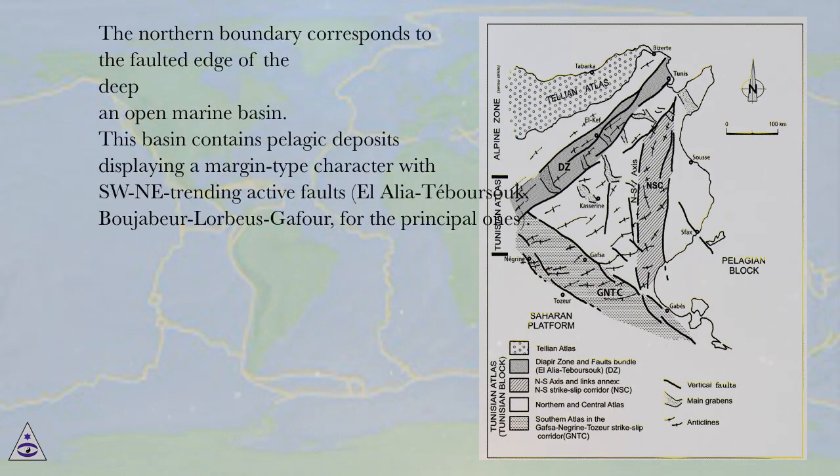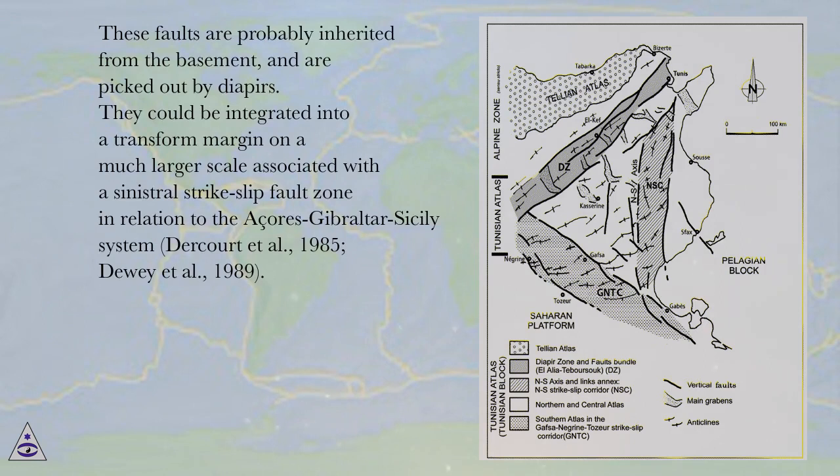The northern boundary corresponds to the faulted edge of the deep trough, Biely, 1956, i.e. an open marine basin. This basin contains pelagic deposits displaying a margin-type character with SW-NE trending active faults, inter alia Teboursouk, Bou Jaber, Lebrius, Gafour, for the principal ones. These faults are probably inherited from the basement, and are picked out by diapirs. They could be integrated into a transform margin on a much larger scale associated with a sinistral strike-slip fault zone in relation to the Azores-Gibraltar-Sicily system, Dercourt et al., 1985, Dewey et al., 1989.